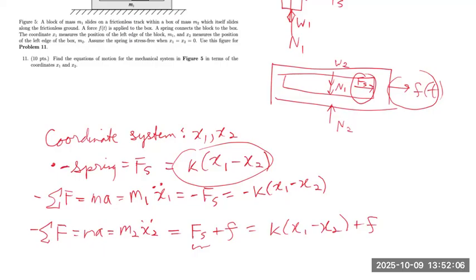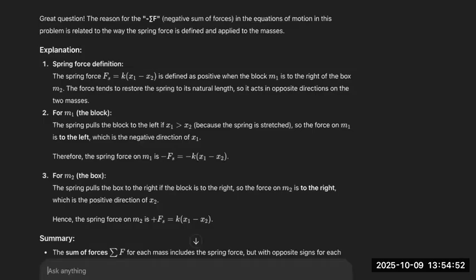Okay, I was wondering why the sum of forces is actually negative. That is because in the equations of motion in this problem, it's related to the way the spring force is defined and applied to the masses. The spring force definition is Fs equals k(x1 minus x2), and it's defined as positive when the block M1 is to the right of the block M2. The force tends to restore the spring to its natural length, so it acts in opposite directions on the two masses.